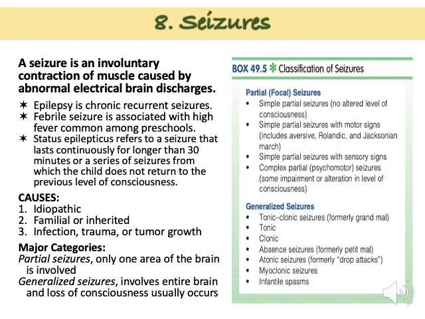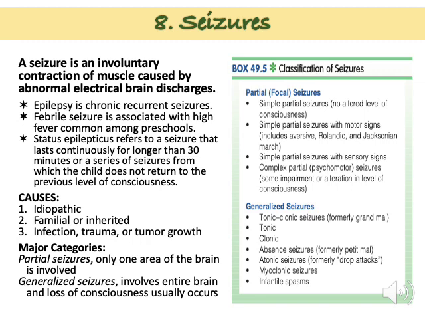Status epilepticus refers to a seizure that lasts continuously for longer than 30 minutes, or it could be a series of seizures from which the child does not return to the previous or the normal level of consciousness. This is an emergency situation requiring immediate treatment. Otherwise, exhaustion, respiratory failure, permanent brain injury, or even death may occur.